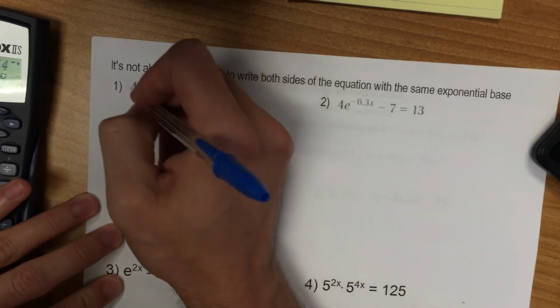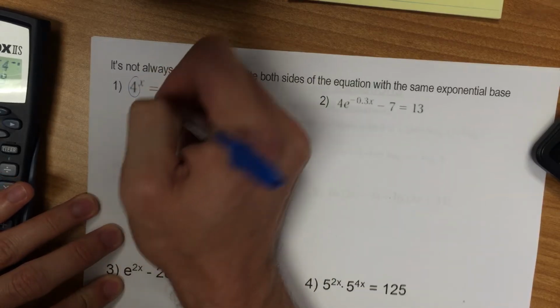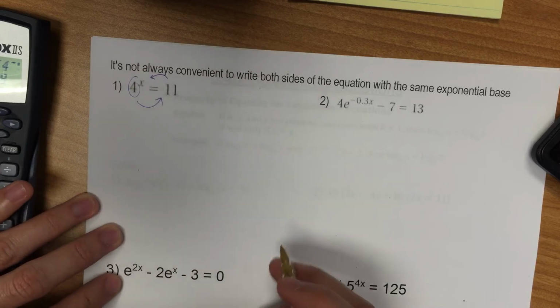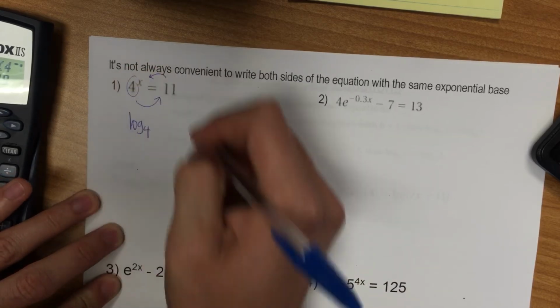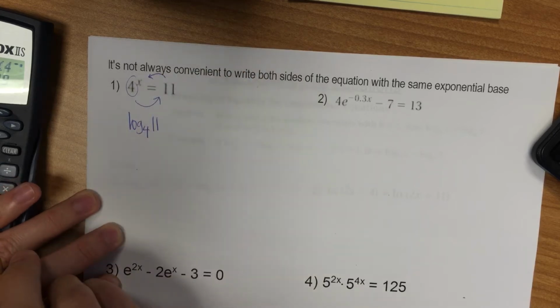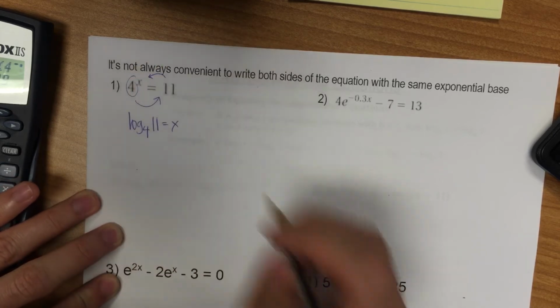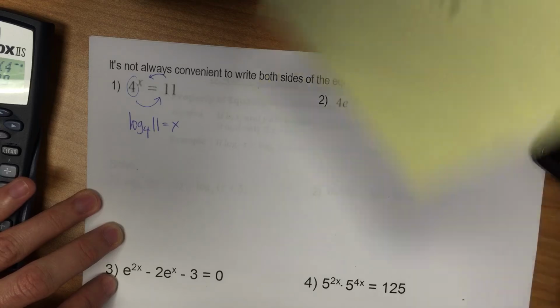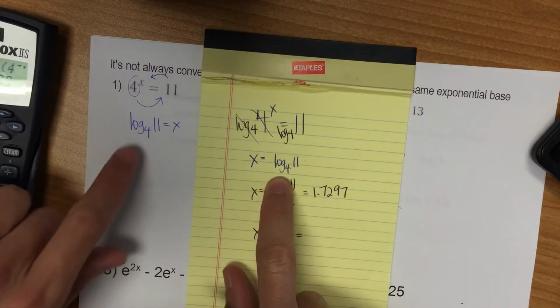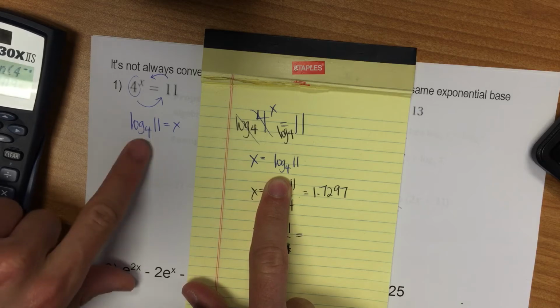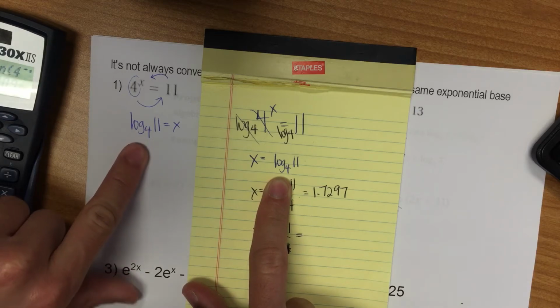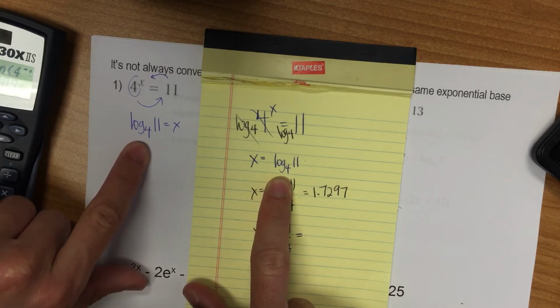Use the pattern. Circle the number and go around the circle. So if I wrote this in log form, I would use log base 4 of the other number 11, and that equals the power up top. Now if you look at what I just wrote, it's the exact same thing as what I have here. So whether you log both sides or you just simply change the form, you actually get the exact same result.